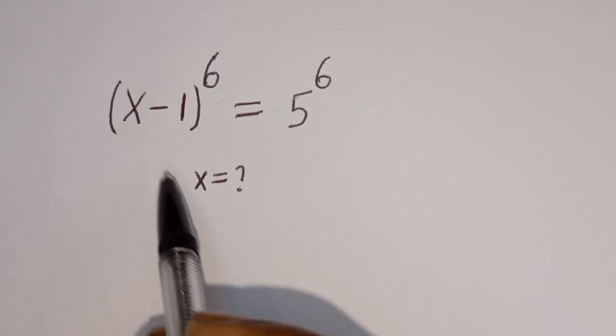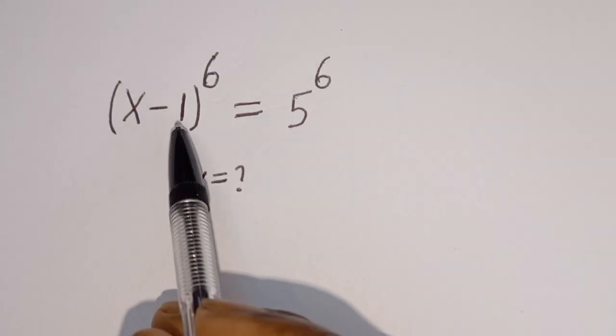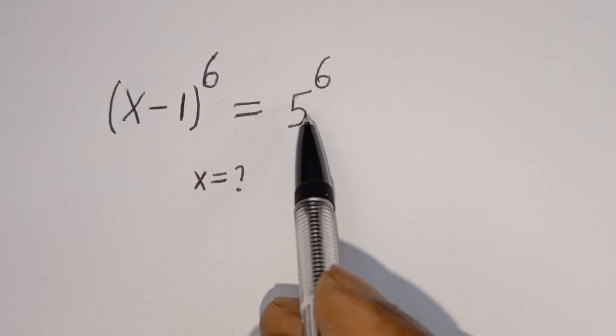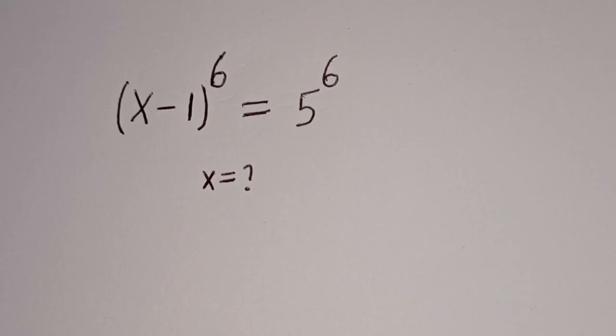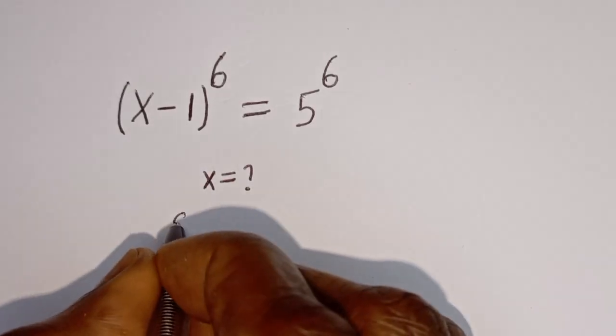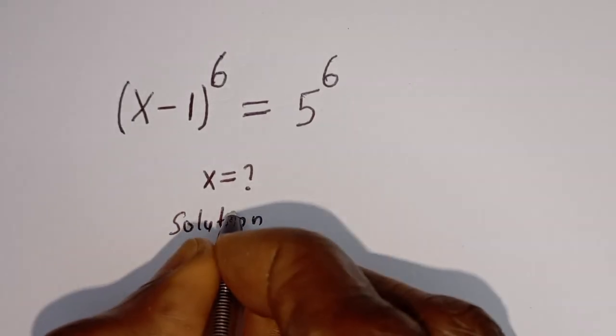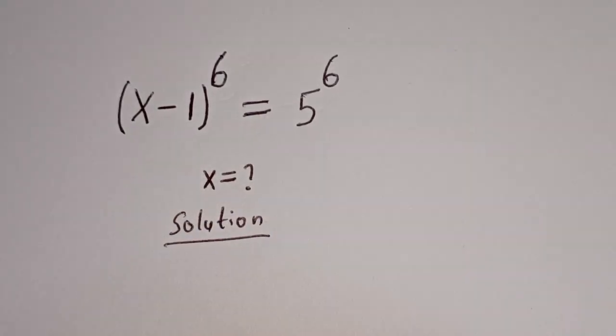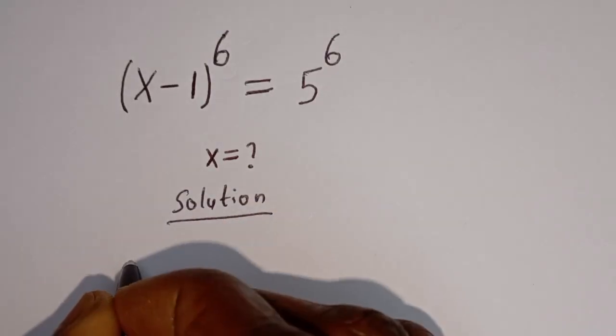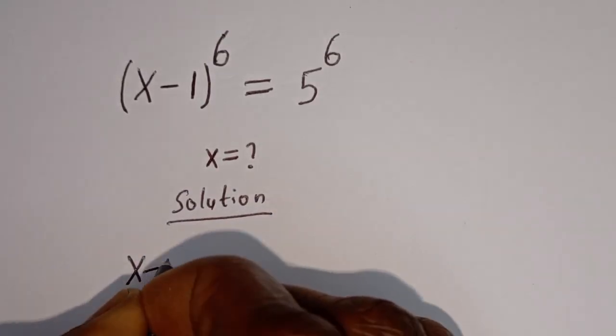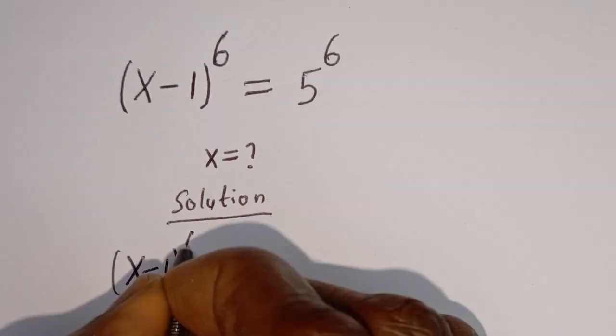Hello, how to solve for x in this equation: (x minus 1) to the power of 6 is equal to 5 to the power of 6. Solution. Then here we have (x minus 1) to the power of 6.